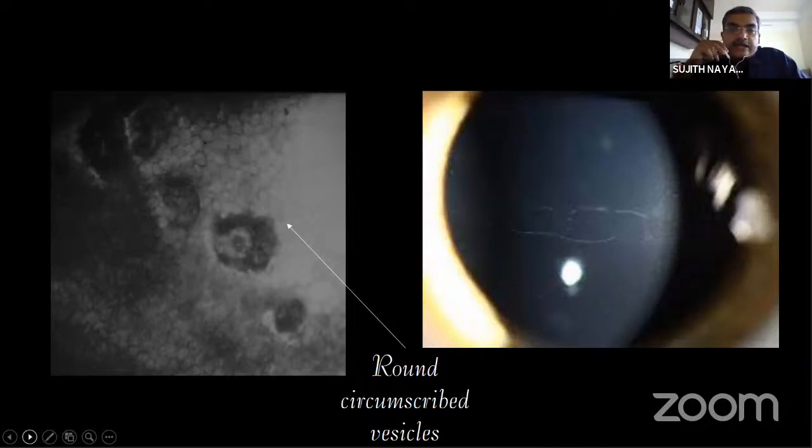And another classical finding is in posterior polymorphous corneal dystrophy, where you see round circumscribed vesicles. These are called vesicles. There may be a group of vesicles, individually or together, and you can see a tram track appearance with scalloped margins in the slit lamp, and similar appearances can be made out on specular microscopy also.